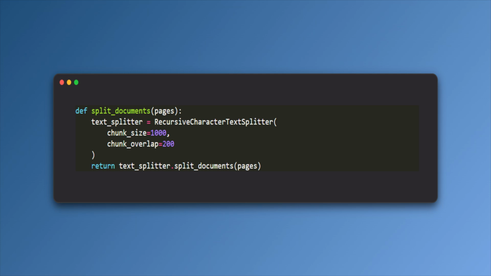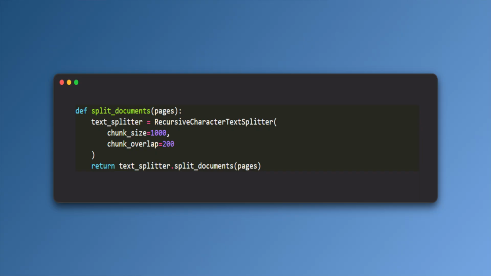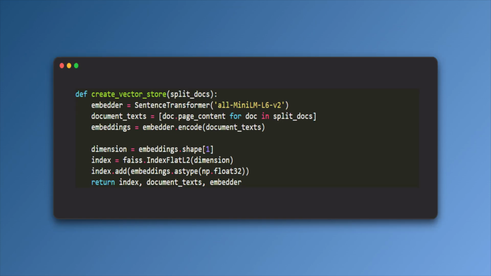Also, we had specified chunk overlap equal to 200. Each chunk will overlap the next chunk by 200 characters. This overlap helps to preserve context across chunks. Recursive character text splitter tries to split text at smart boundaries like paragraphs, sentences, or words, starting from the largest to smallest unit, so that the chunks remain meaningful.